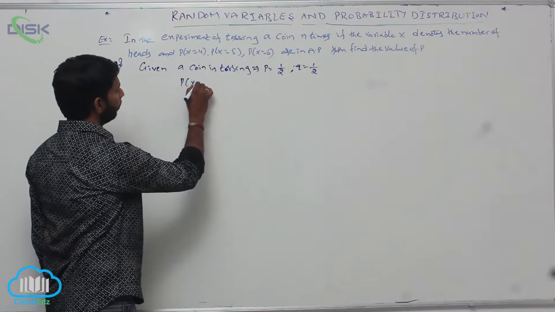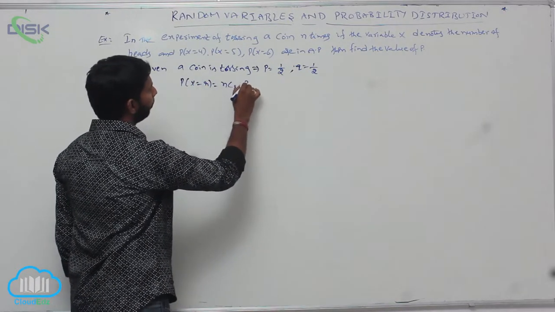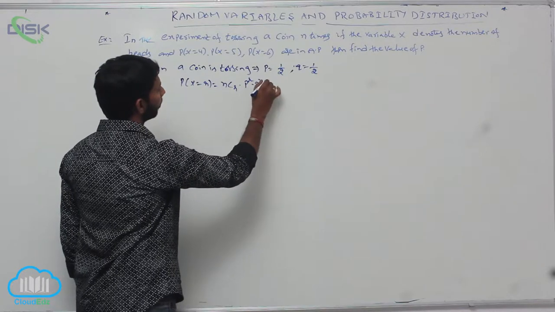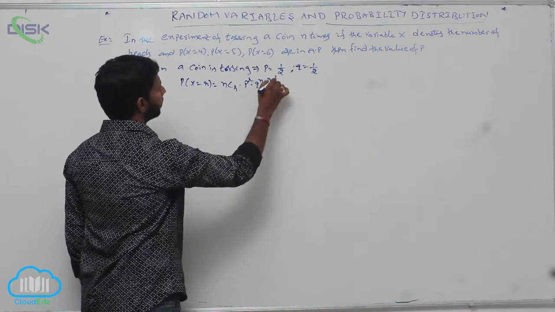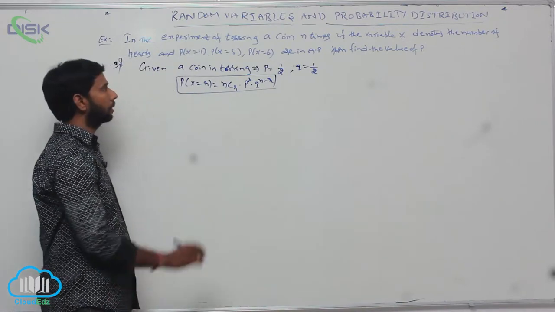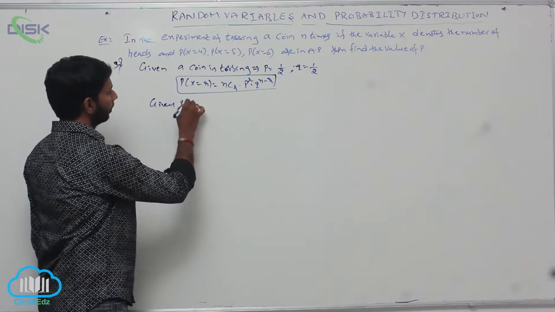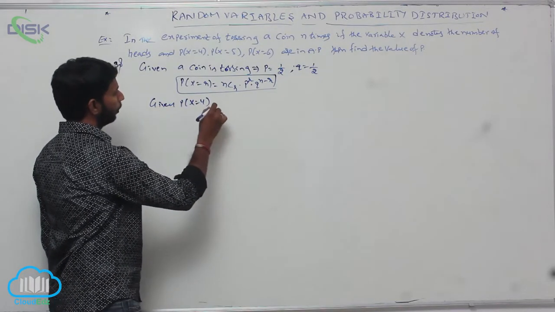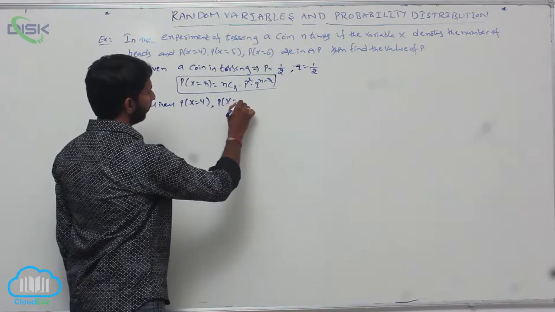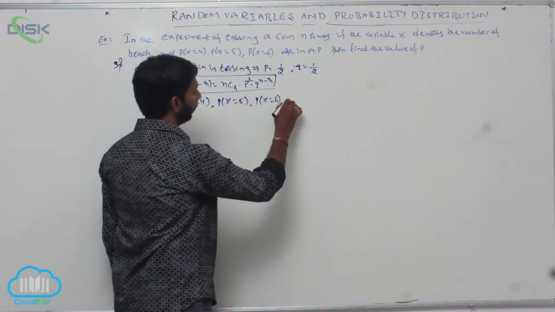For binomial distribution, P of x equal to r is equal to nCr into p power r into q power n minus r. Given P of x equal to 4, P of x equal to 5, P of x equal to 6 are in AP.